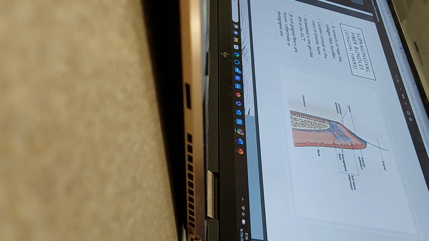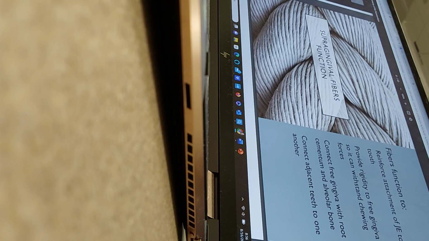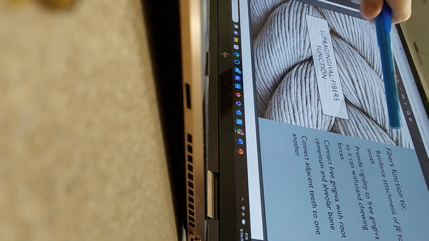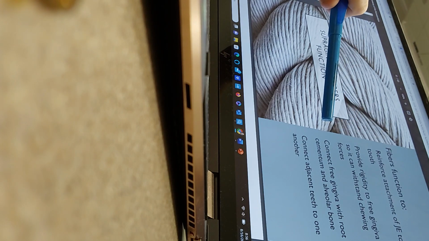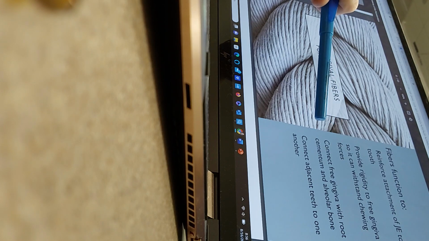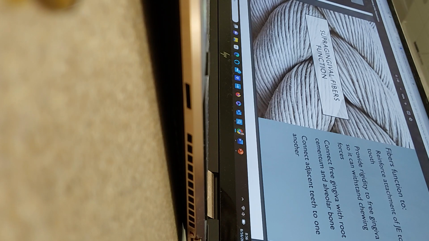Here's their function. Remember I told you make sure you know the functions of things. The function of the supragingival fiber bundles is to reinforce the attachment of the junctional epithelium, to provide rigidity to the free gingiva so that it can withstand chewing forces, to connect the free gingiva with root cementum and alveolar bone, helps hold things together, and to connect adjacent teeth to one another. That's the supragingival fibers.